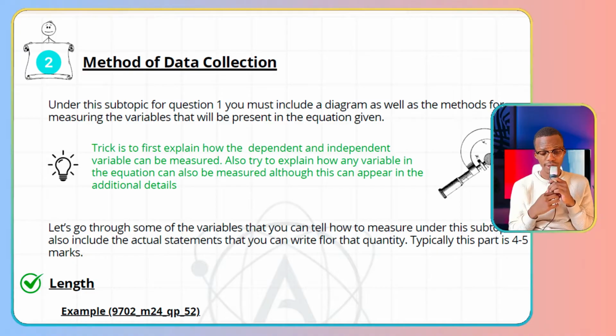So let's go through some of the variables, so that you can tell how to measure them under this subtopic. I'll go through the actual statements that you can write for that quantity. Typically, this part is about 4 to 5 marks, but I highly recommend that you try to include as much as you possibly can. The whole point of this section is explaining how you can collect data.